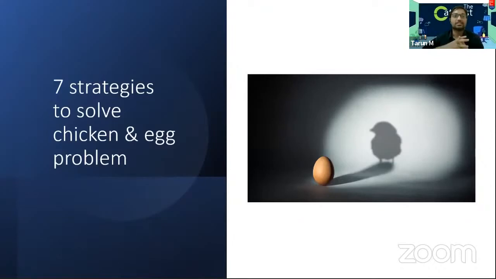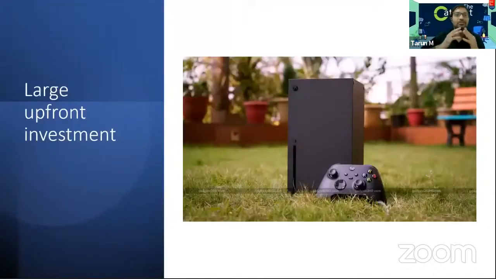Now, in this session, let's look at it about 7 different ways. I mean, there would definitely be much more, but these are most prominently what stood out to me. Let's look at them real quick. So first one is making large investments.